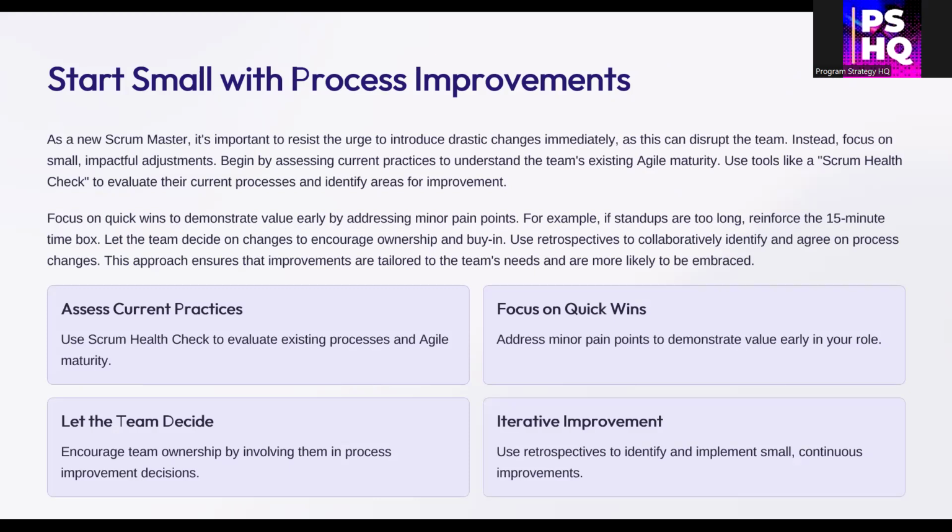Start by evaluating the team's current progress. Use tools like Scrum Health Check. For example, are your stand-ups dragging? Let the team decide on adjustments to boost ownership and engagement.